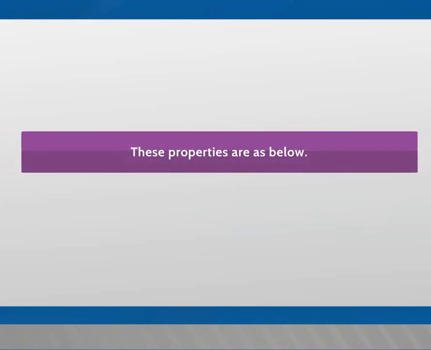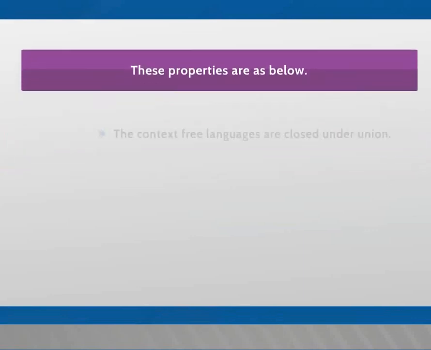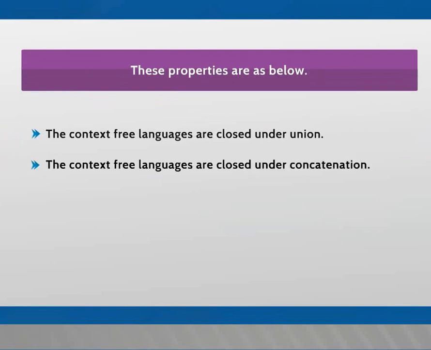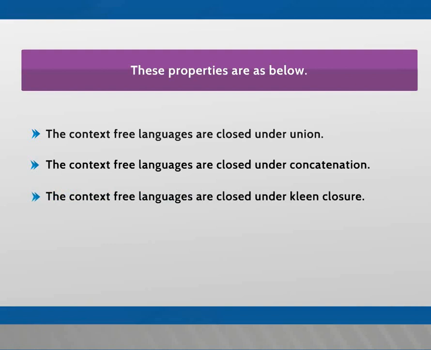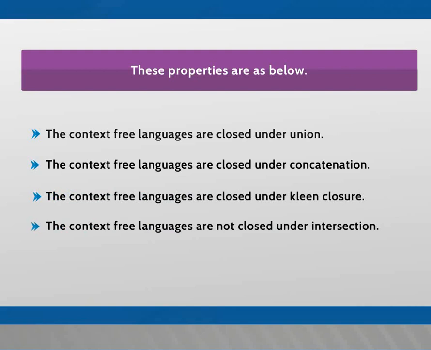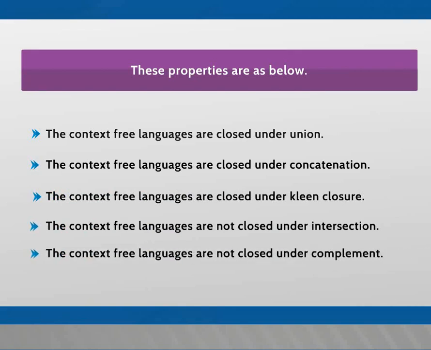These properties are as below. The context-free languages are closed under union. The context-free languages are closed under concatenation. The context-free languages are closed under Kleene closure. The context-free languages are not closed under intersection. The context-free languages are not closed under complement.